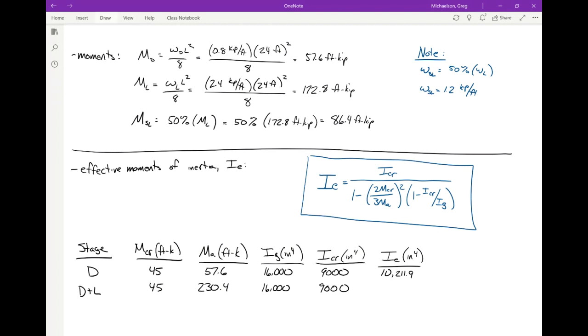So maybe what I'll do up here is I'll say MD plus L is 57.6 plus 172.8, which is 230.4. And then MD plus SL, which we're going to do later, is 57.6 plus 86.4, which ends up being 144.